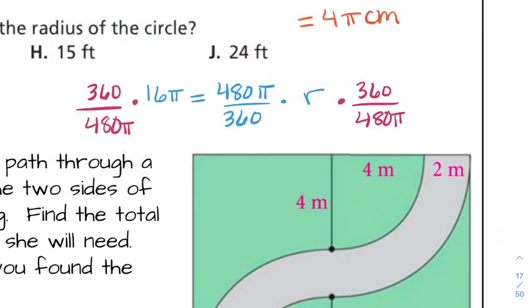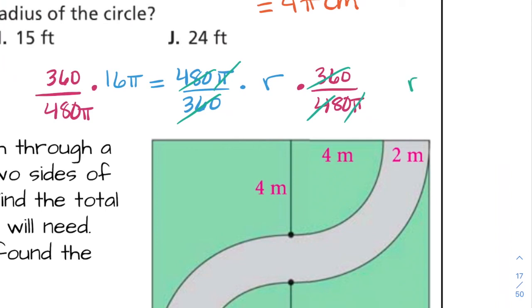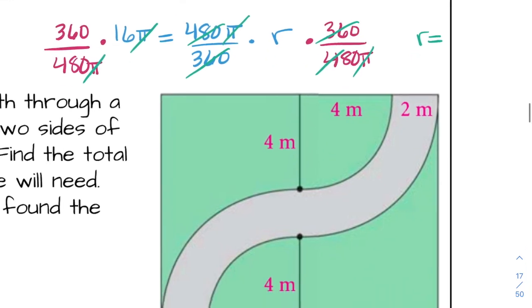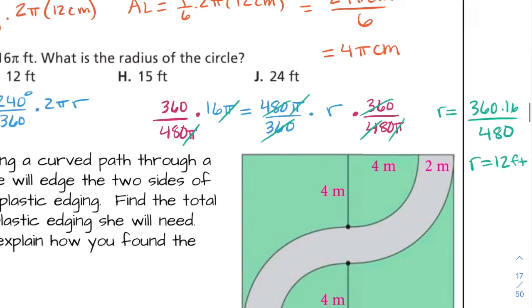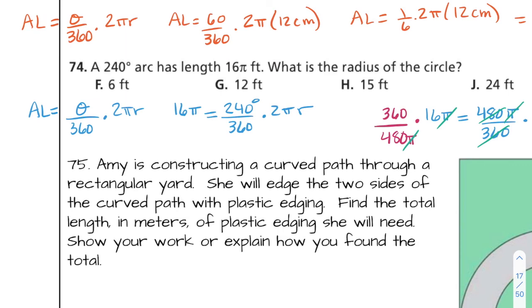So 360, 360, pi, pi, 480, 480. Look at that, you have r by itself. So the radius is equal to, pi and pi goes away, 360 times 16 all over 480. I'm going to do that out and get an exact value here. 360 times 16 is 5,760 divided by 480. So my radius is 12 feet. And that's our answer.